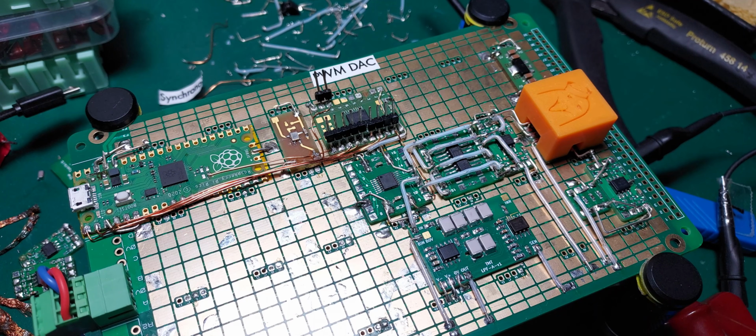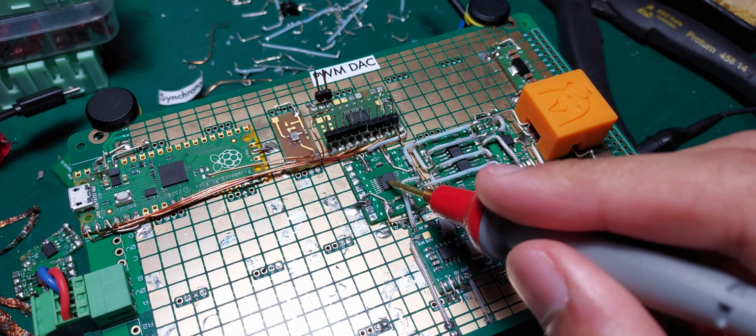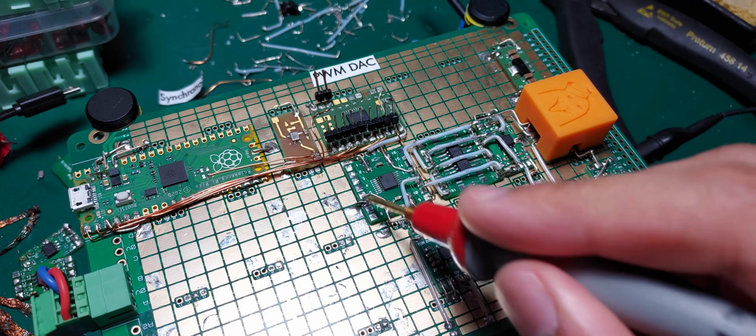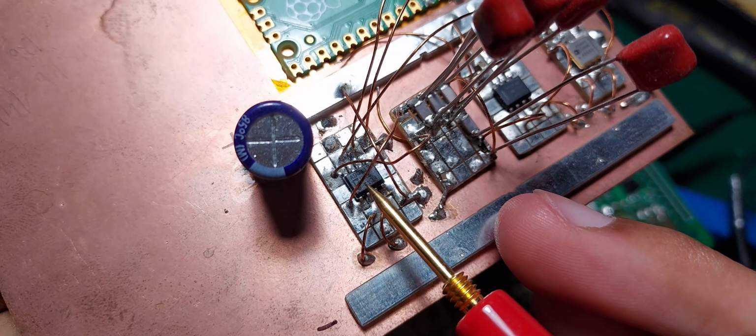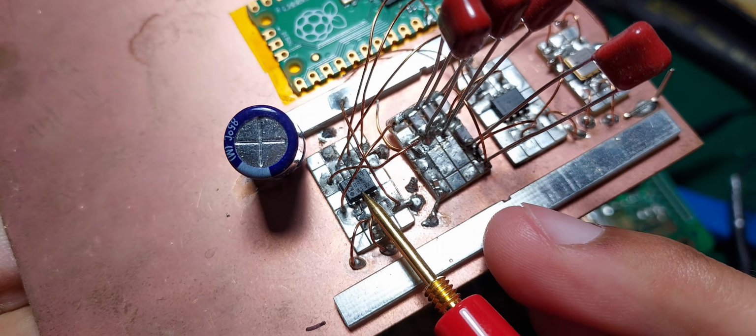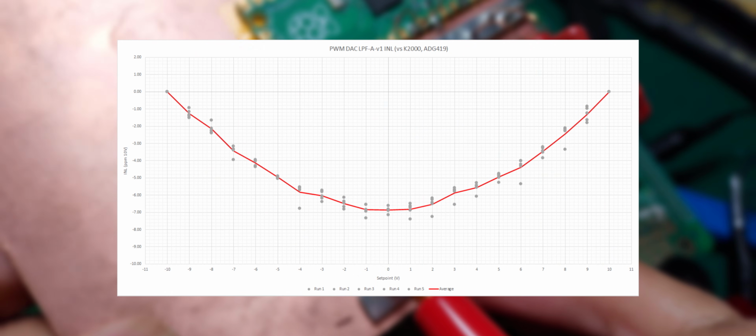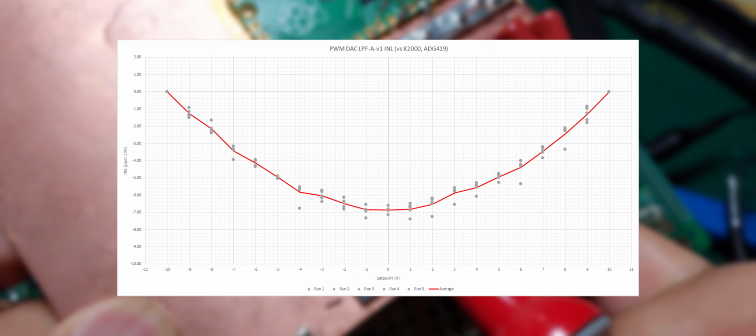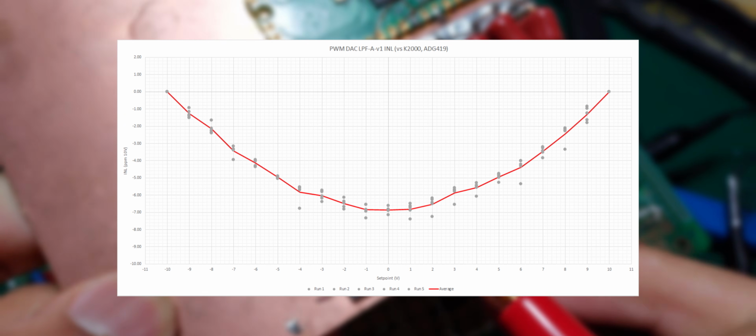Upon Mark's recommendations, I also decided to swap the expensive and overkill dual TMUX6136 for an ADG419, a single SPDT switch. The raw INL decreased from hundreds to just 7 ppm, still not a problem for onboard correction.